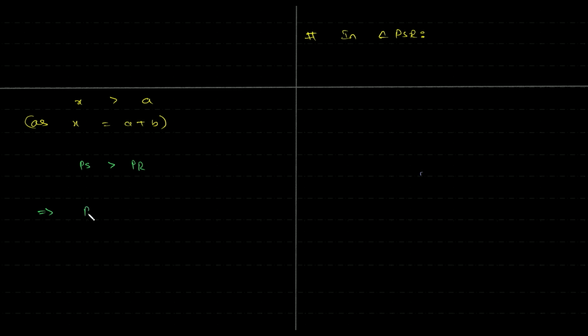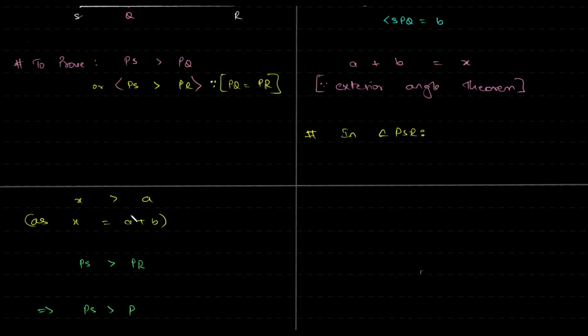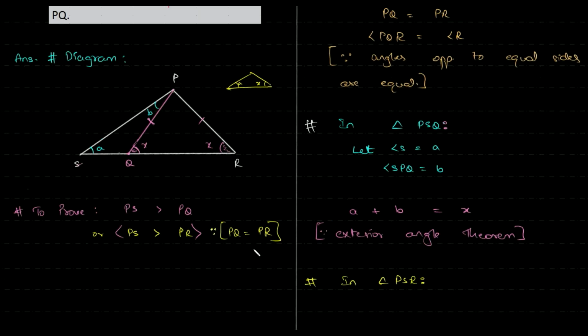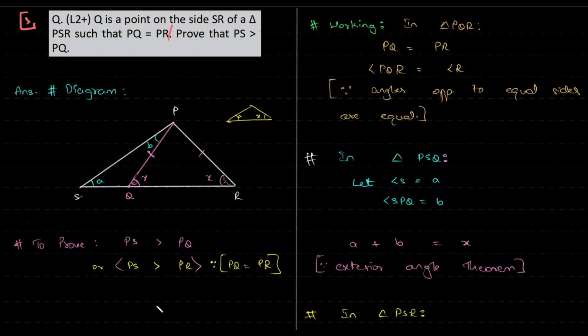This implies PS is greater than PQ, instead of PR we are writing PQ. Reason? Because PR is equal to PQ. Okay, yes, have you mentioned that? We have actually, but anyways. So prove that, hence proved.